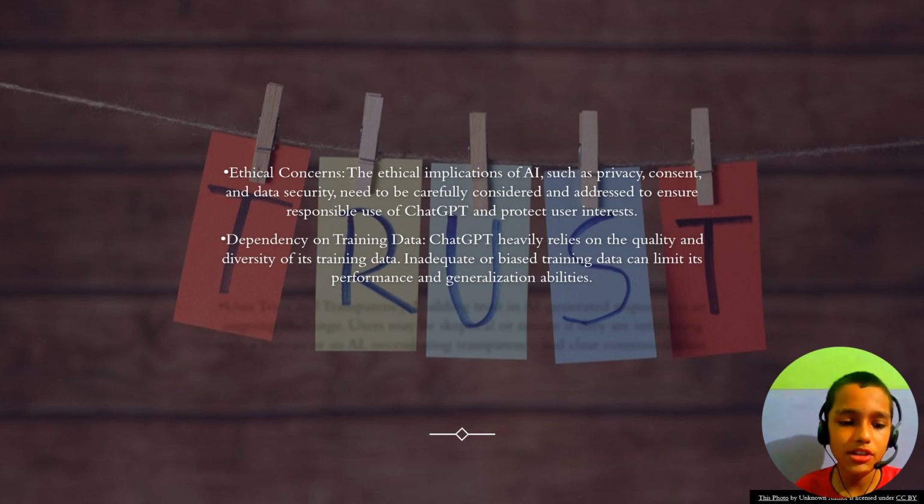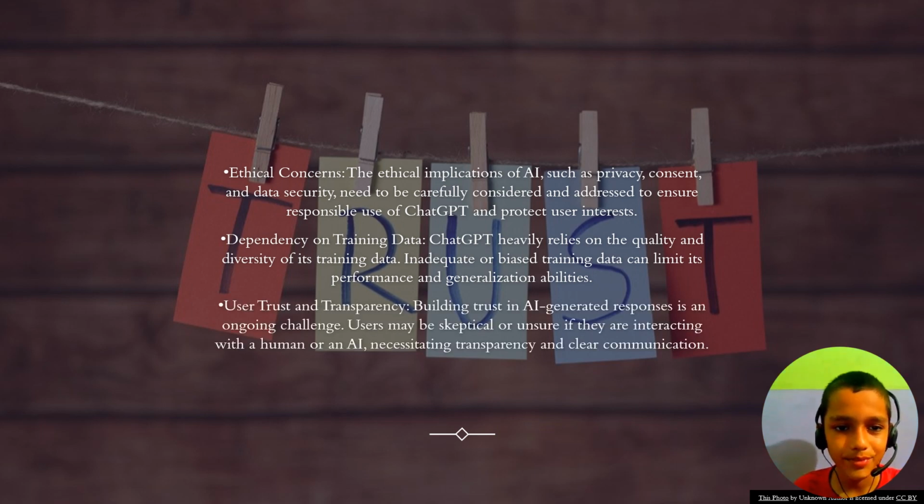Next comes user trust and transparency. It can be hard for users to trust AI-generated responses. They might not be sure if they're talking to a human or an AI. There's a creepy side to it. If I'm talking to a person on the internet, who knows whether he's a person? He might be a hacker. He might be a bot. So it is really hard for the user. That's why, to be transparent, let people know they're interacting with ChatGPT.